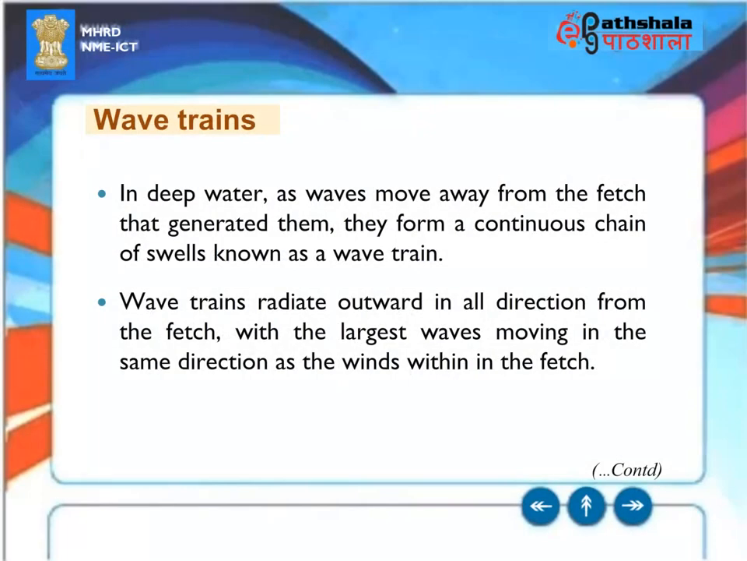Wave trains. In deep water, as waves move away from the fetch that generated them, they form a continuous chain of swells known as a wave train. Wave trains radiate outward in all directions from the fetch, with the largest waves moving in the same direction as the winds within the fetch.